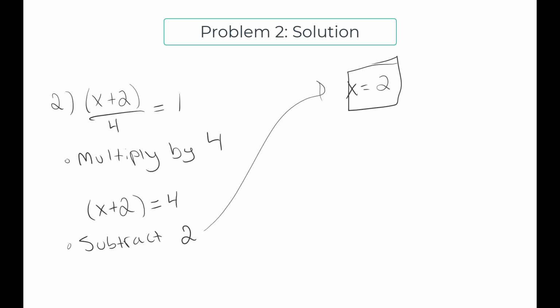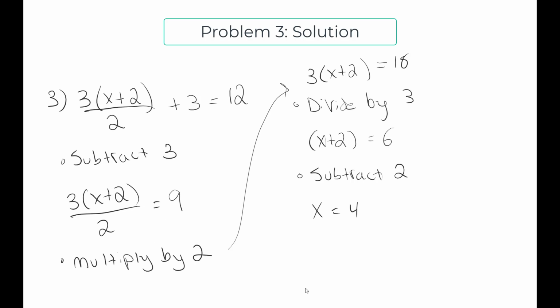For our second problem, we have the quantity x plus 2 divided by 4 is equal to 1. We're going to start this problem by multiplying both sides by 4. That leaves us with x plus 2 is equal to 4. We're then going to subtract 2 on both sides, and that leaves us with our solution, x is equal to 2.